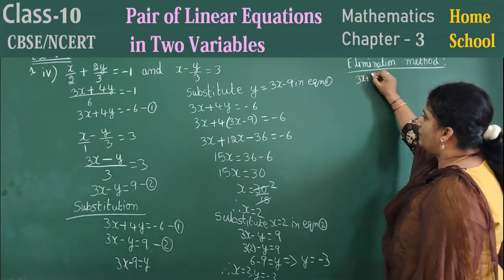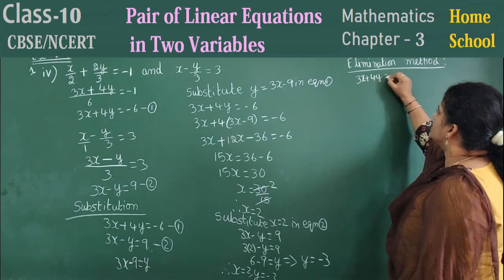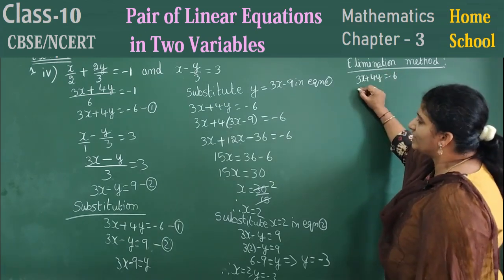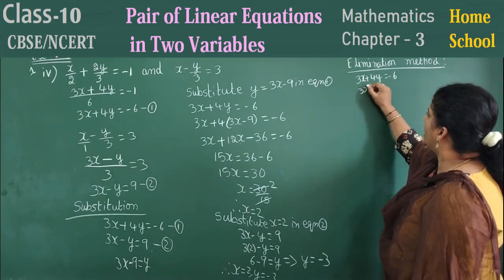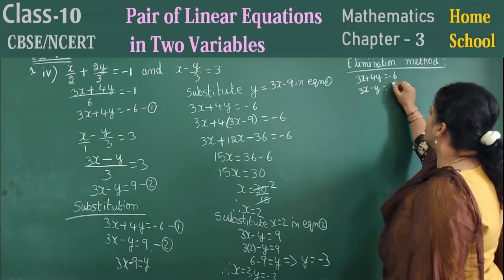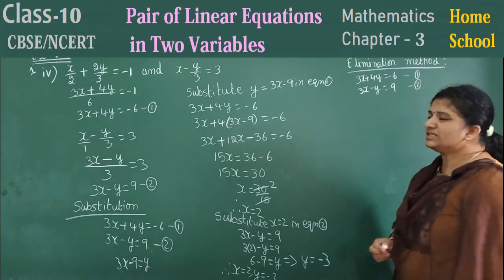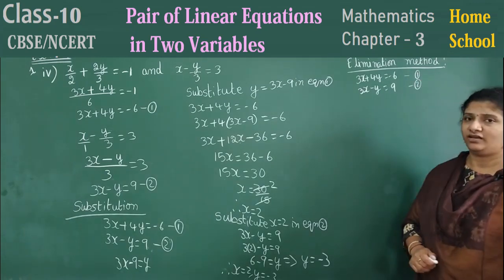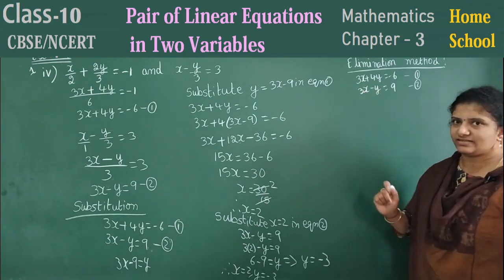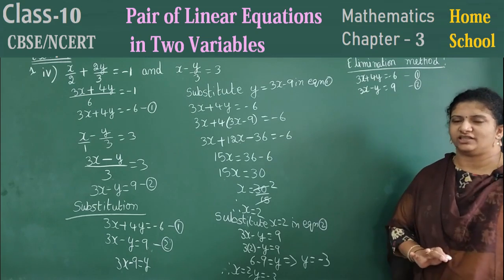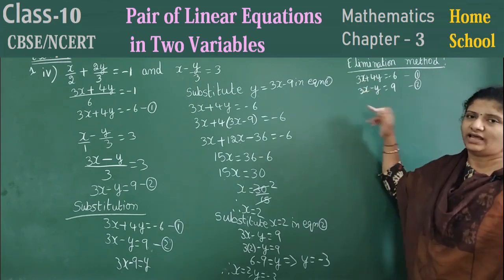3x plus 4y is equal to minus 6. And another equation is 3x minus y is equal to 9. So look here, children, carefully. Which variable you need to eliminate here? Yes, 3x. No need of multiplying anything. I can directly eliminate the equation, that is subtract 1 and 2.